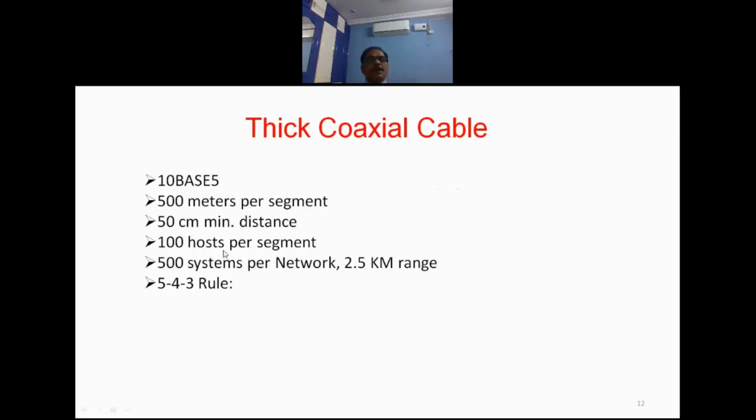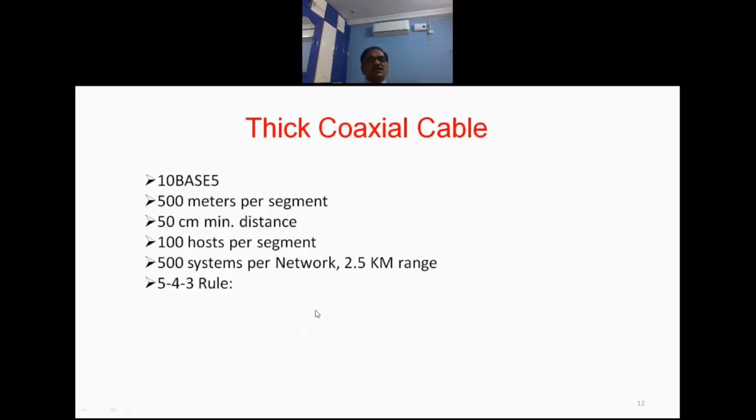Whereas in case of thin coaxial cable, the conductor diameter is small. As a result, its attenuation will be more compared to thick. That is why only 30 systems per segment, and the segment size is only 185 meters. But whereas in thick coaxial cable, conductor thickness is more, so attenuation is less. That is why the segment size can be 500 meters. So every 500 meters, a repeater is to be used in thick coaxial cable. Every 185 meters, a repeater is to be used in thin coaxial cable. That is about the thin and thick coaxial cable.